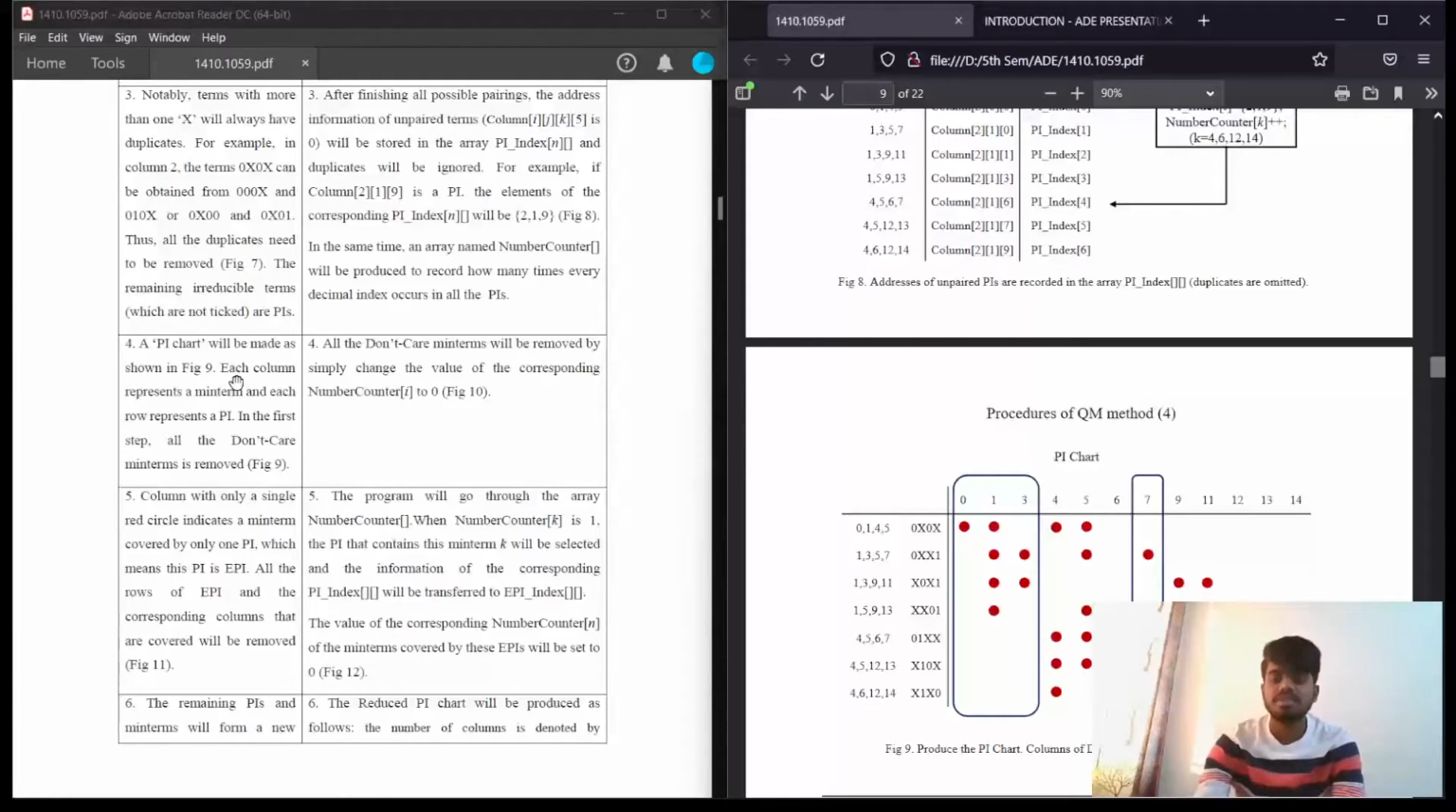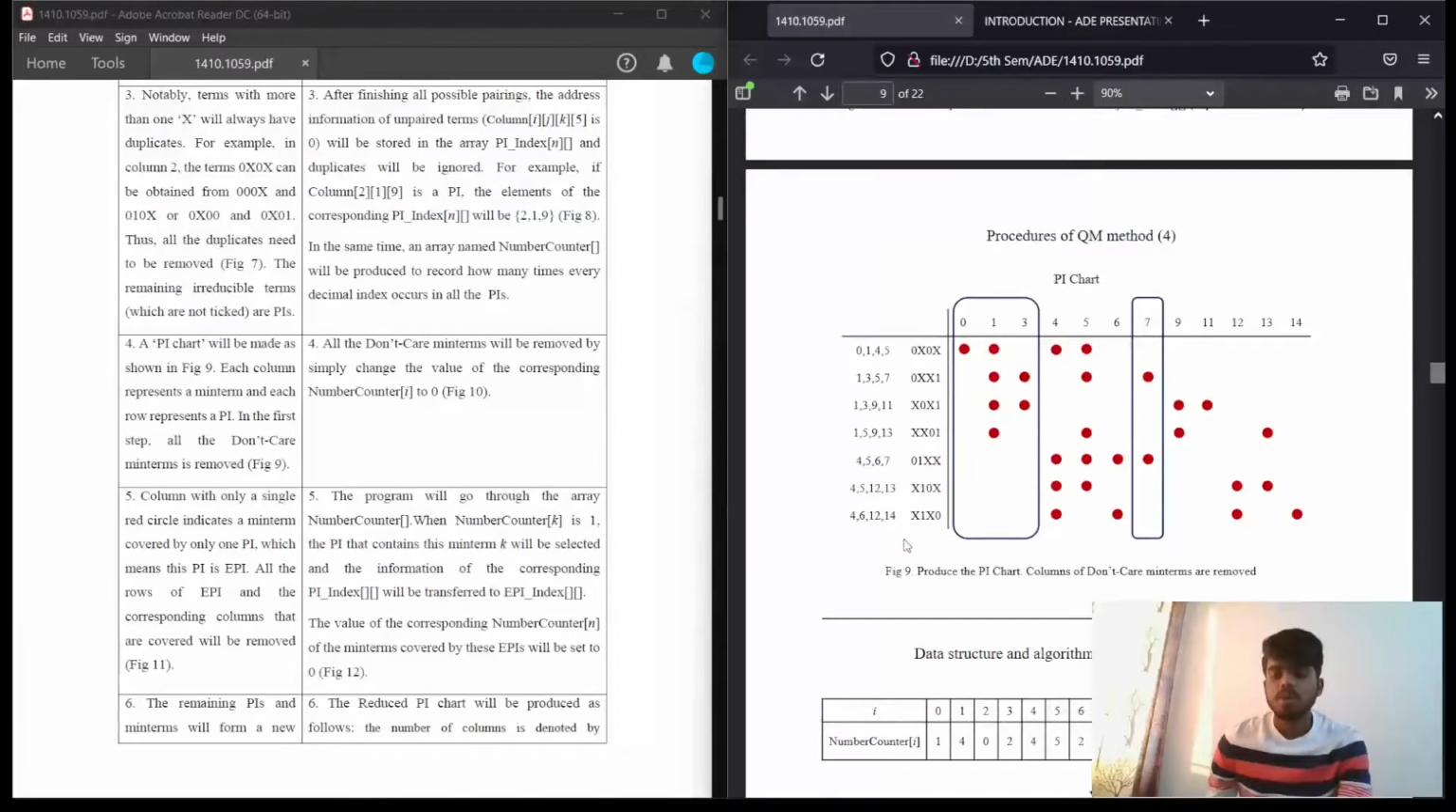Finally we make these columns where in one particular column all these min terms are given, all the possible different combinations we obtained. And in the other column, all the other min terms we obtained are given. Now our task is to remove all these don't cares. All don't cares will be removed by simply changing the value of the corresponding number counter to 0.